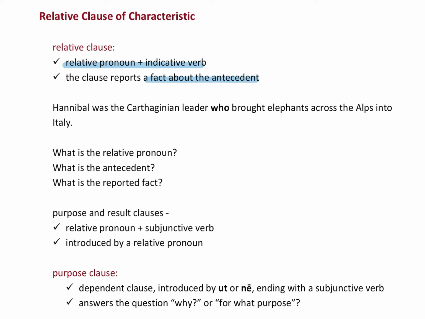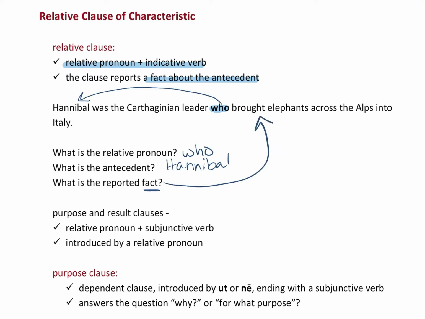Let's take a look at one of these in English. Hannibal was the Carthaginian leader who brought elephants across the Alps into Italy. So we've got this who as the relative pronoun. The antecedent, who is the who referring to? Back to the subject in this case, Hannibal. And then we have to ask ourselves, what was the reported fact? Remember, that's why it's indicative, because it's a fact. And the fact about Hannibal is that he brought elephants across the Alps into Italy. Okay, relatively easy. I know those were hard at the time, but compared to what you've learned, those are easy.